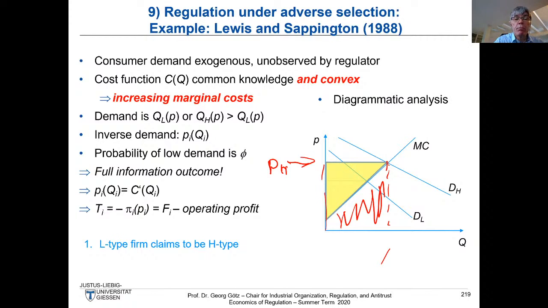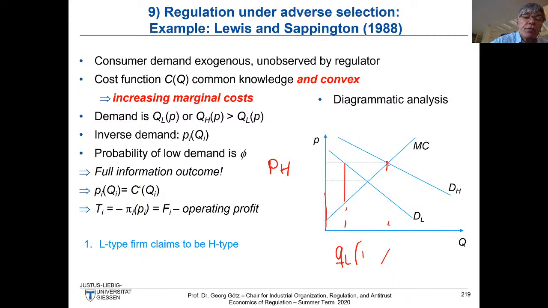Now, what would happen, and I have to erase it again, what would happen if a low type would claim to be a high type? Now, the low type would only sell this quantity. Okay, this would be Q of the low type given PH. That would be the quantity.